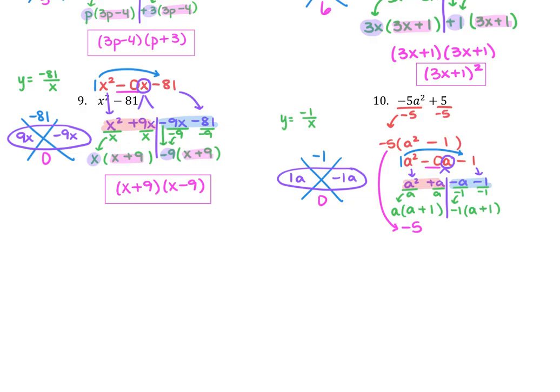Now I see that these two parentheses match, so that gives me that first binomial of a plus 1, and then I take my leftovers of a minus 1 to make up my second binomial. Don't forget the entire thing, including that negative 5, is your answer.